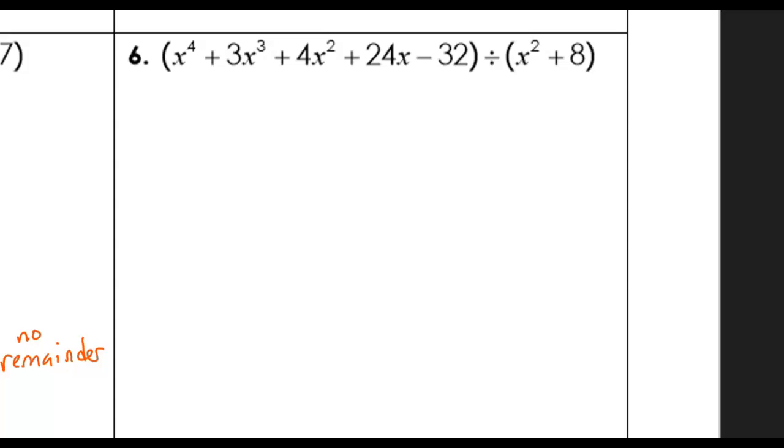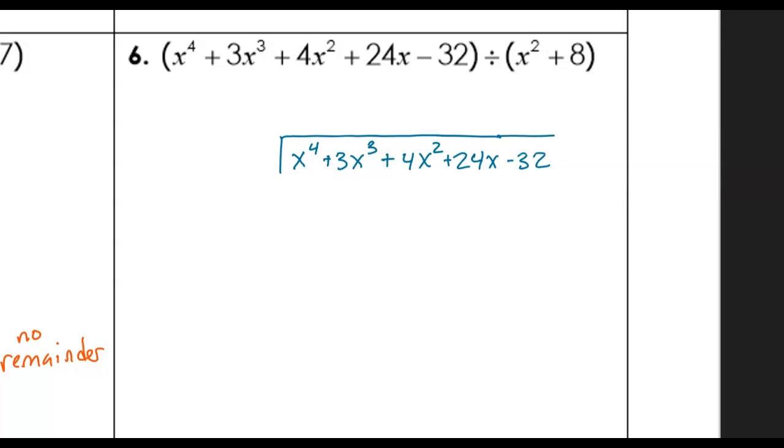So we go ahead and create our division house. There aren't any terms I'm skipping over, so I don't have to worry about any placeholders. But it is large. It is one term larger than the ones we've been doing, but it's still the same process. We're fine. We know how to do this.